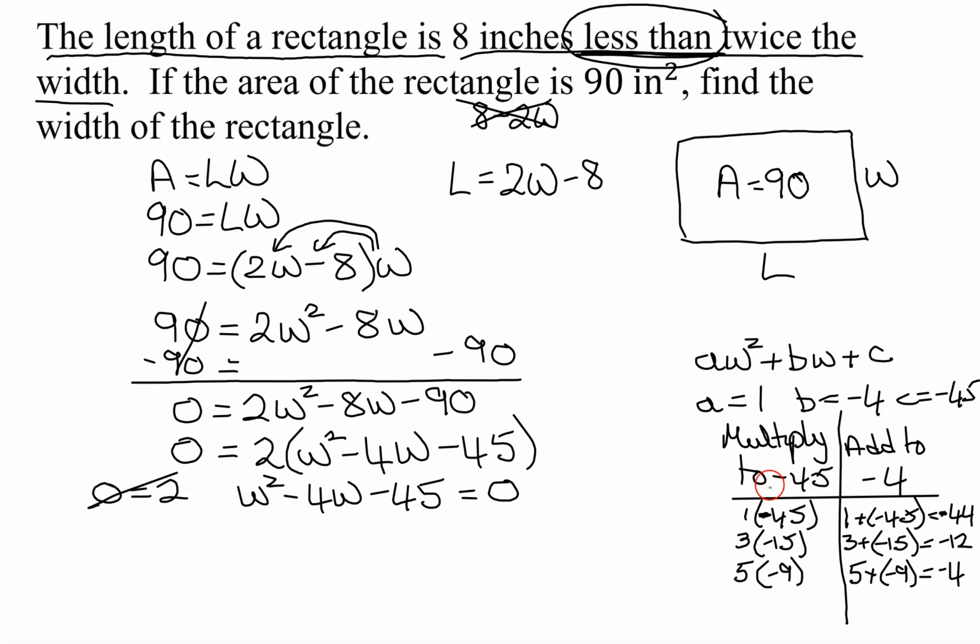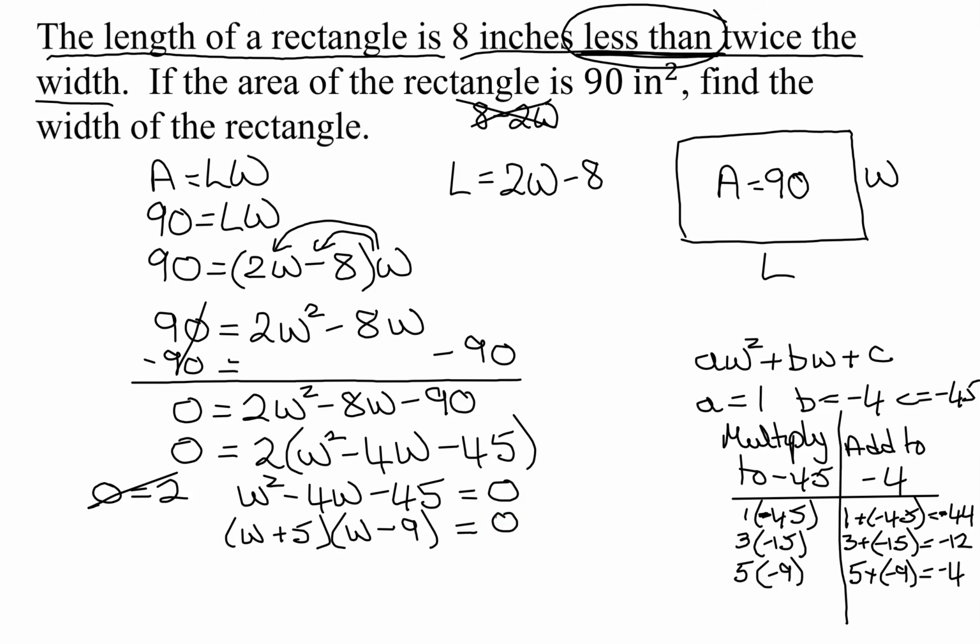Since they multiply to a negative, the signs are different. Since they add to a negative, the bigger number has to be the negative one. Well, these two didn't work, but 5 times negative 9 is negative 45, and 5 plus negative 9 is a negative 4, which is what I'm looking for. And since A was 1, these are my two factors. So now I know that I have W plus 5 times W minus 9. Those are my two factors.